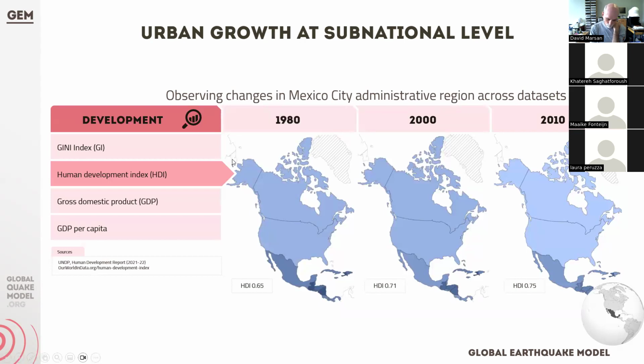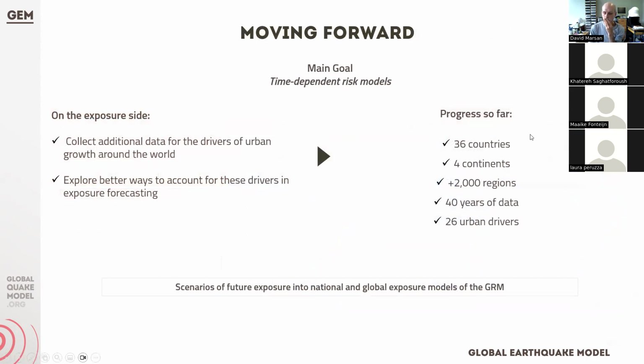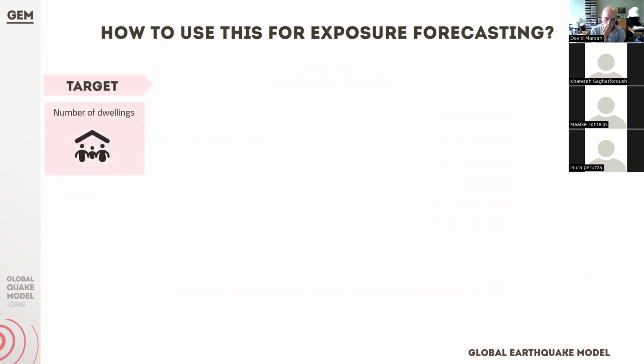If we collect all these data, and this is basically what we have been doing, we are trying to collect this data for the countries where it is available at a subnational level. And we have been exploring urban clusters, urban cities, rural areas, 40 years of data basically, and more than 20, right now we have like 26 variables that we are exploring. Then we can use data science to do this.